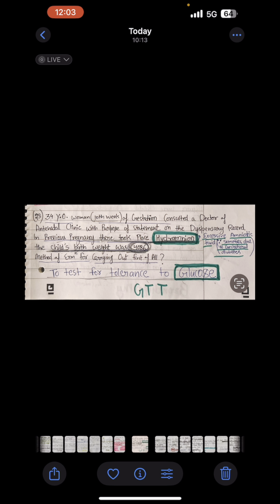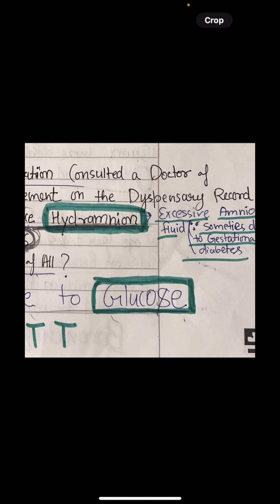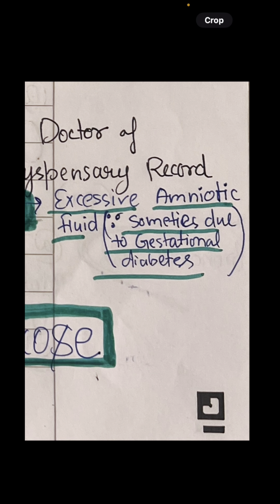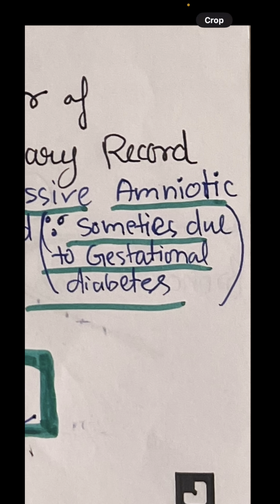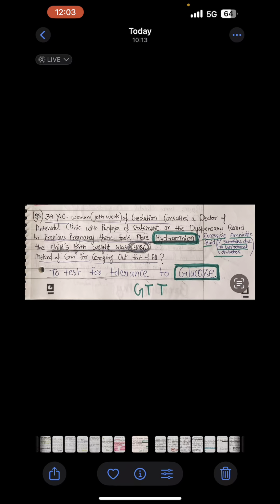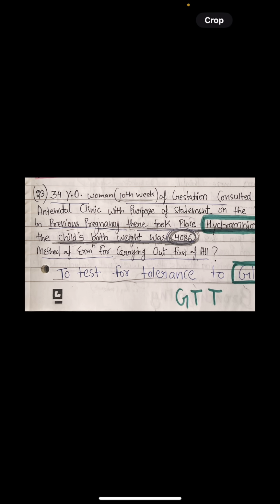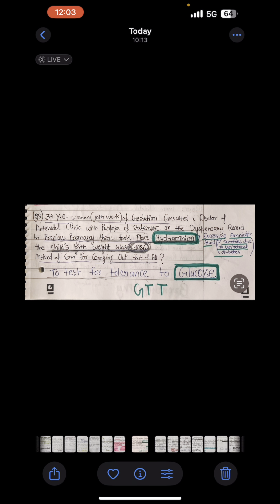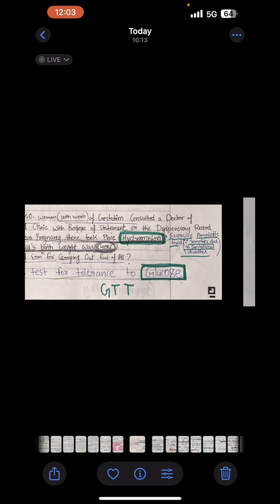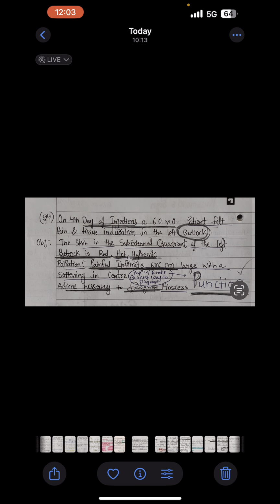So, the method of examination to carry out first of all. I have highlighted it here: hydramnion, which is excess amniotic fluid. Excess amniotic fluid is a risk factor for gestational diabetes. Since we see the child also had a high weight, as a method of examination we will do the glucose tolerance test, so that we will come to know about the glucose level in the patient. Let's go to the next.